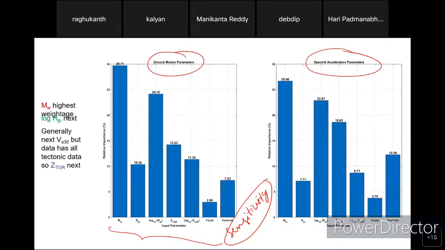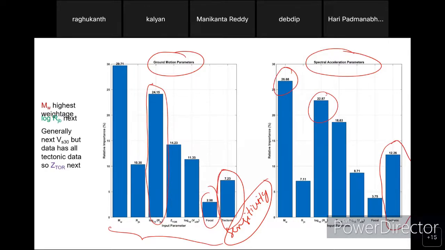The next is the distance, log10 R. So 24% is controlled by this one. The lowest is the focal mechanism. This is a tectonic thing, the T stands for that, 7.23. Now when it comes to the spectral acceleration, magnitude is 26%, log10 R is 22.87. So you can easily identify that the tectonic parameter is much higher, it controls the frequency content more than these other parameters.